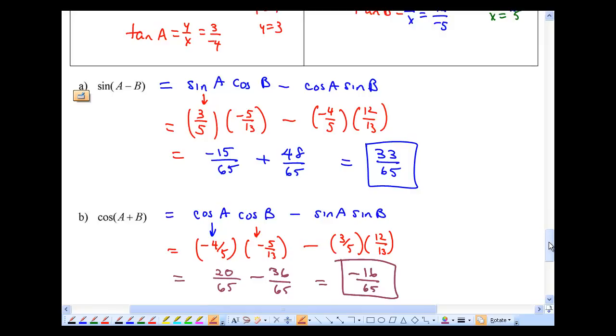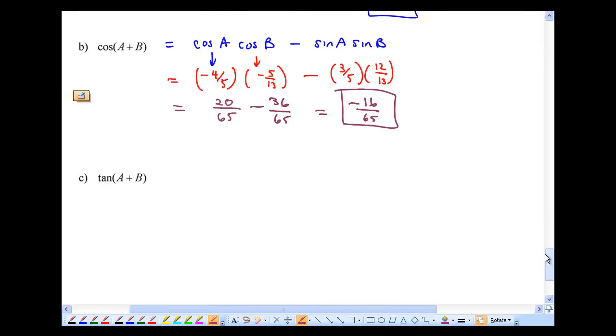And last but not least, good old tangent A plus B. So we'll go back and use the formula. That's just tangent of A plus the tangent of B all over 1 minus the tangent of A times the tangent of B. Where did I get this from? Go back to page 1. Okay. What's tangent of A though?